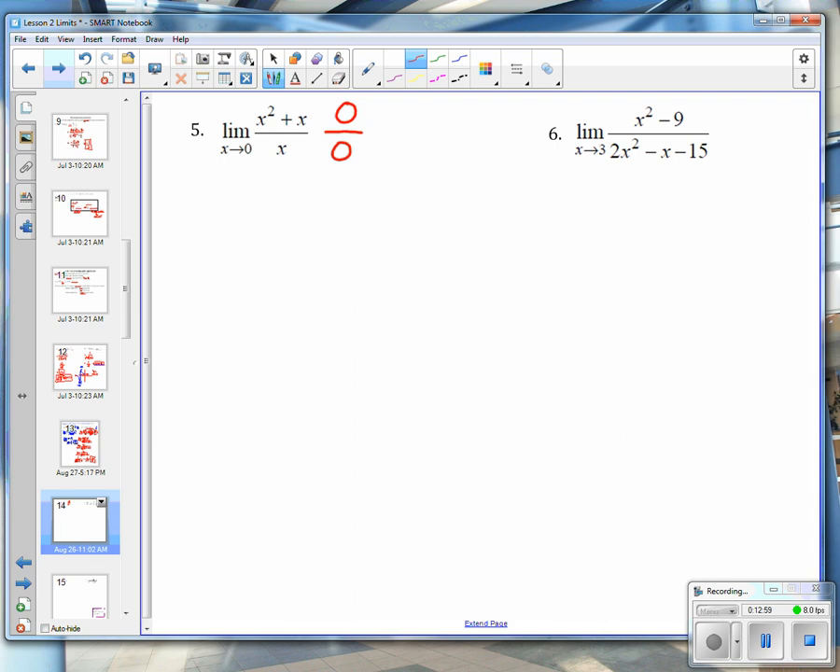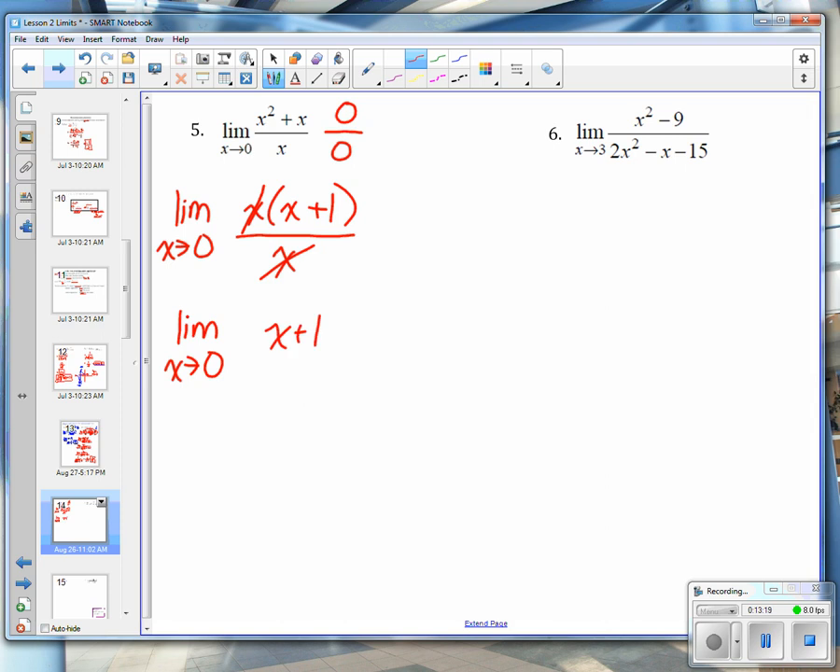Well, let's take a look at the top there. Obviously, we can factor out an x. So I'm left with x plus 1 over x. What do we notice? Cancel that guy, cancel that guy. So this is the limit as x approaches 0 of x plus 1. The minute I can plug in that 0, we can definitely get our answer. That's a pretty easy one.